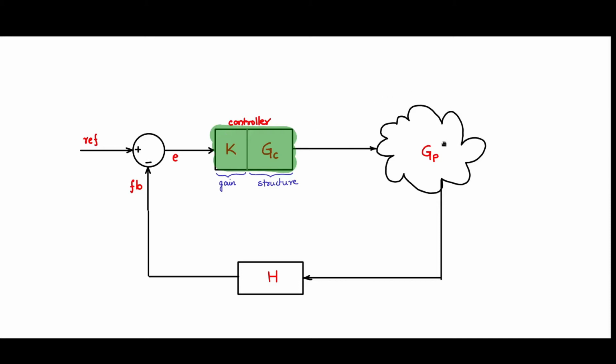So I will define some arbitrary GP and H for now. H we will take as 1 by 1. GP we will start with what we have been using with other examples. And define a structure GC and go through the process of obtaining K for a given plant using the root locus method. And once we have learned how to do the root locus method using Octave, we will then try to use a more practical system like the DC motor and then see how we can control it.